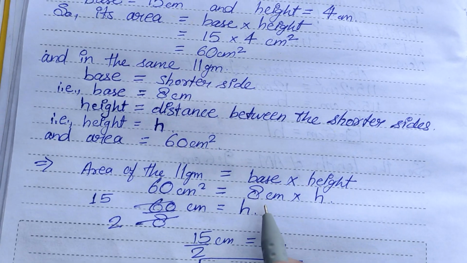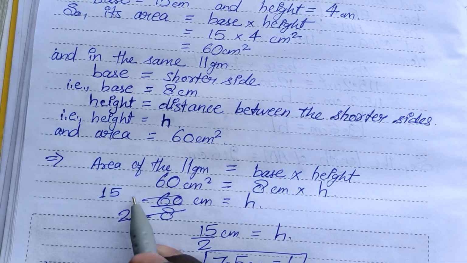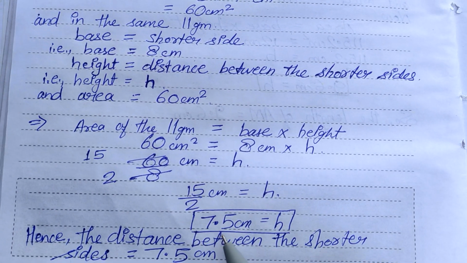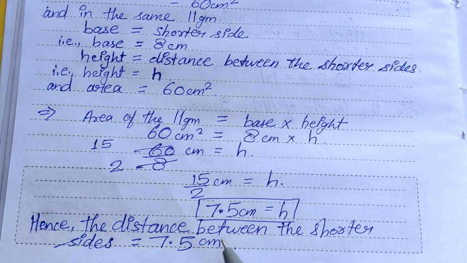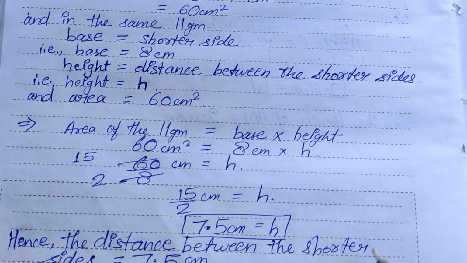Now transfer this 8 cm to the left side. It will become divide. So 60 upon 8 gives 15 upon 2, and dividing 15 by 2, we have 7.5 centimeter as the height. Hence the distance between the shorter sides is 7.5 centimeters. Now see the next question.